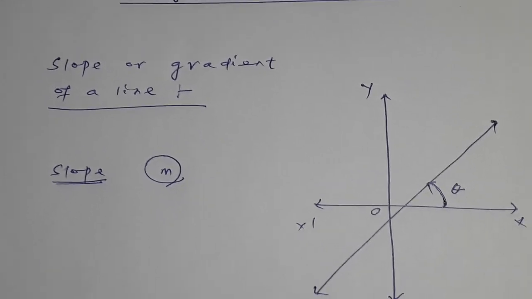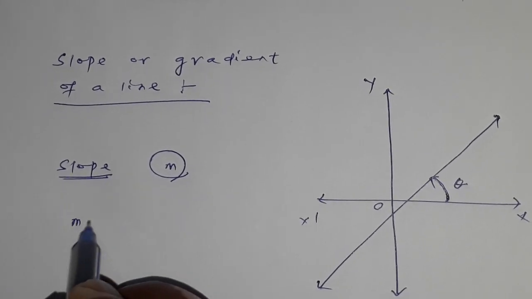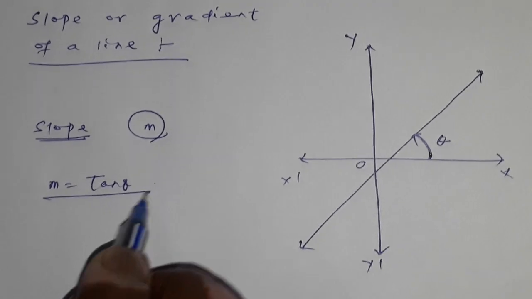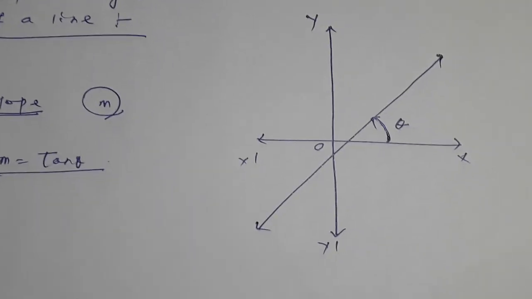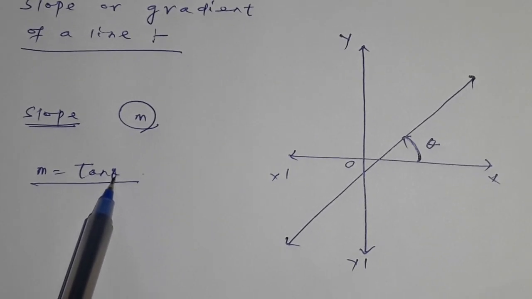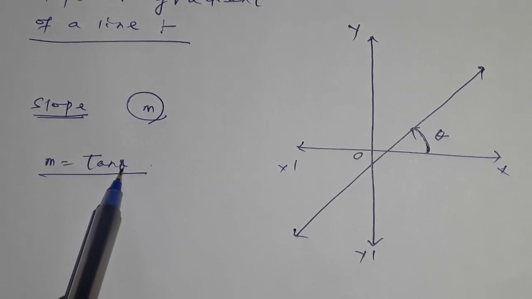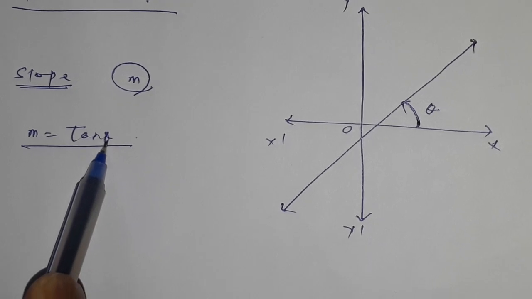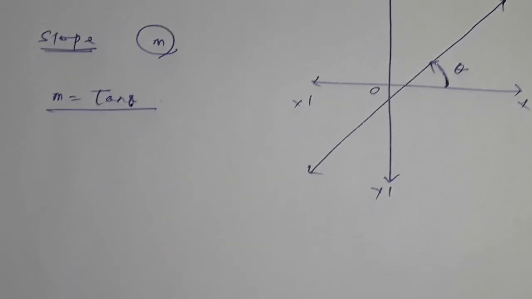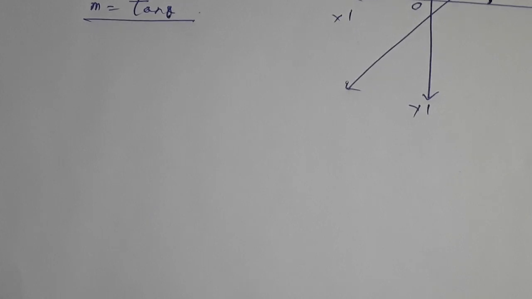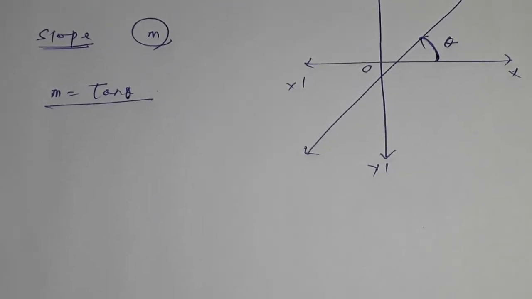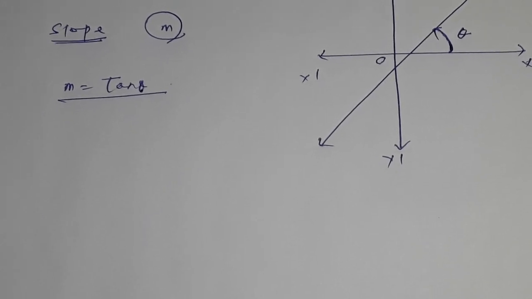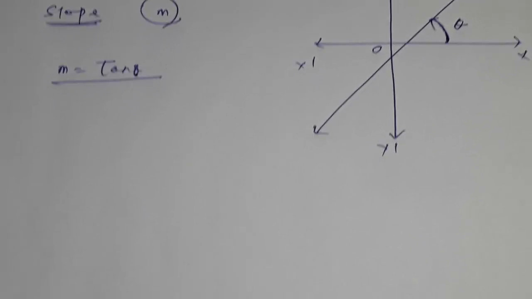Thus, slope m equals tan theta, where theta is the angle which a line makes with positive direction of x-axis in anti-clockwise sense. Since a line parallel to x-axis makes an angle of 0 degree with x-axis, therefore its slope is tan 0 degree equals 0.